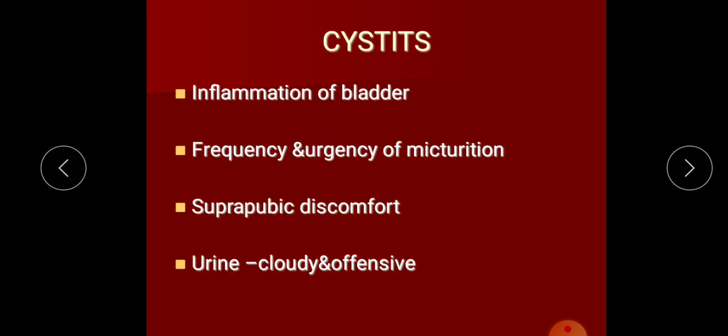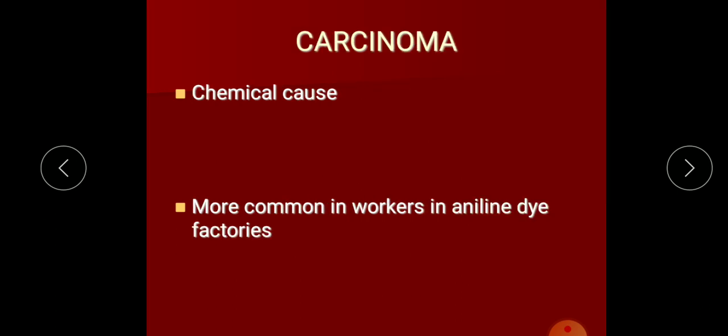Next is cystitis. What is cystitis? Inflammation of the bladder is termed cystitis. It causes increased frequency and urgency of micturition, and the patient can present with suprapubic discomfort, and you find the urine will be cloudy and offensive.